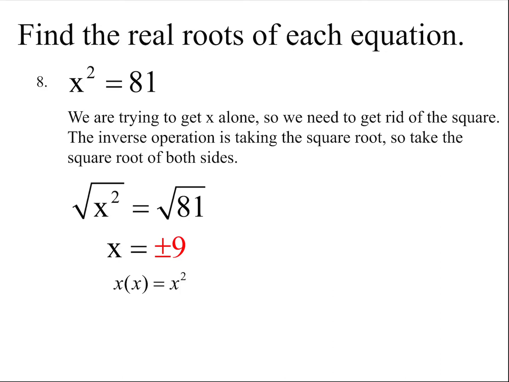Okay, so now if we're trying to find the real roots of each of these equations. If we have x squared is equal to 81, the idea is we're trying to isolate x. So what we can do is take the square root of both sides. And we've done this before, remember when we did the square root method? That's why it led us to have 2 possible solutions, because when I take the square root of a squared number, I get plus or minus 9. That kind of makes sense.